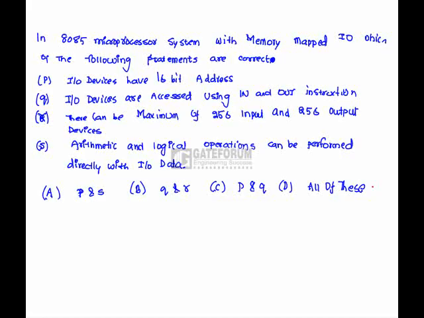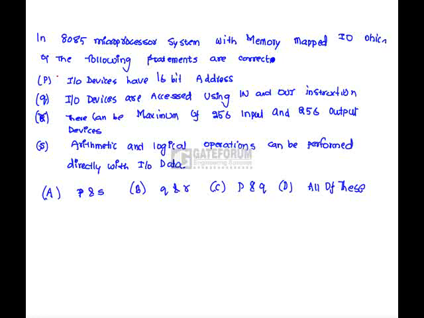In an 8085 microprocessor system with memory mapped IO, which of the following statements are correct? Statement P: IO devices have a 16-bit address. It's true because in memory mapped IO, part of the memory space is allotted to the IO devices. Hence the memory address is 16-bit, so the IO device is also going to have a 16-bit address. Statement Q: IO devices are accessed using IN and OUT instructions. IN and OUT instructions are used in IO mapped IO, not in memory mapped IO. Hence statement Q is wrong. Statement P is correct.